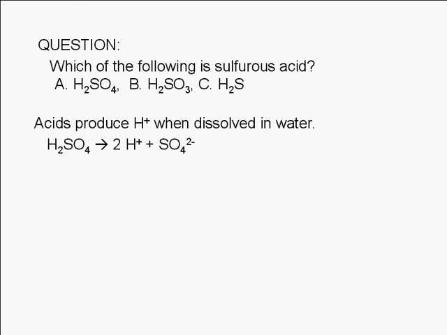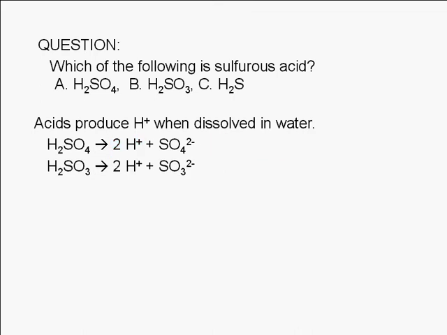For example, for the acid given in choice A, H2SO4, up to 2 hydrogen ions can break off from the molecule when the compound is placed in water. When the 2 hydrogen ions break off, what is left is a sulfate ion, SO4, with a -2 charge.